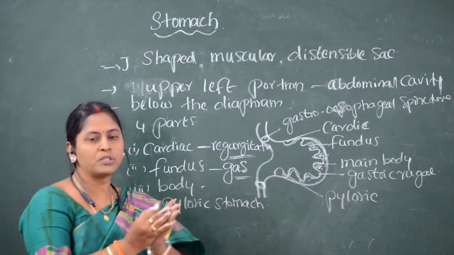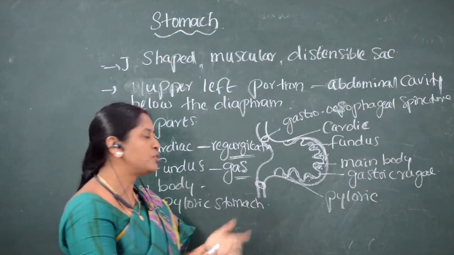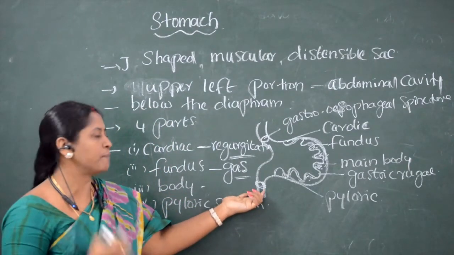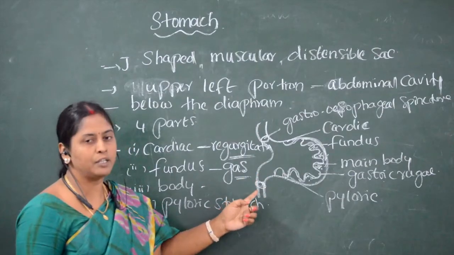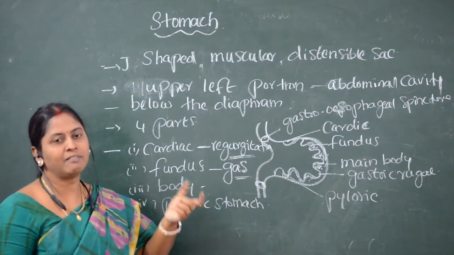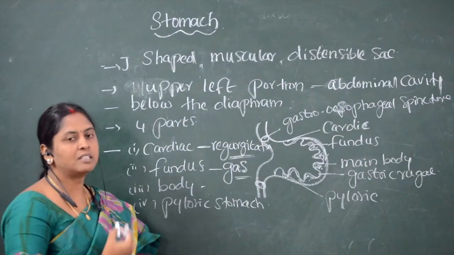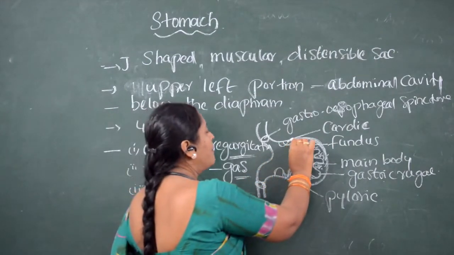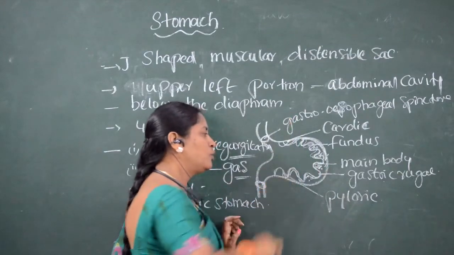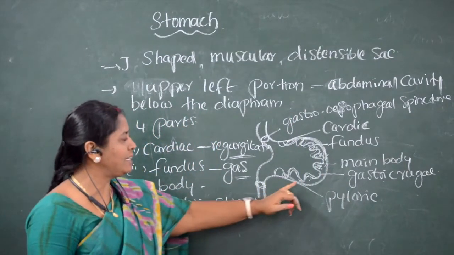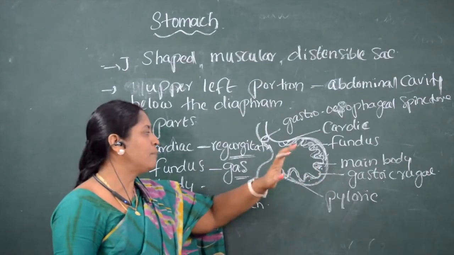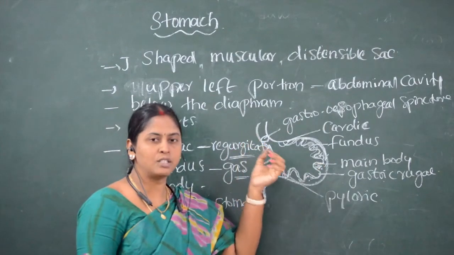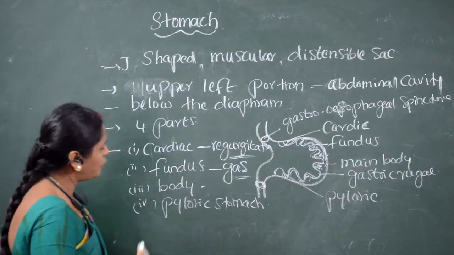The pyloric stomach is the posterior part of the stomach which leads into the first part of the small intestine, called the duodenum. Between the pyloric stomach and the duodenum, a valve is present. That valve is called the pyloric valve, which is guarded by the pyloric sphincter. Inside the stomach, we can see many folds called gastric rugae. In between these folds, gastric glands are present, which give out the enzymes or digestive juices for the digestion of food particles.